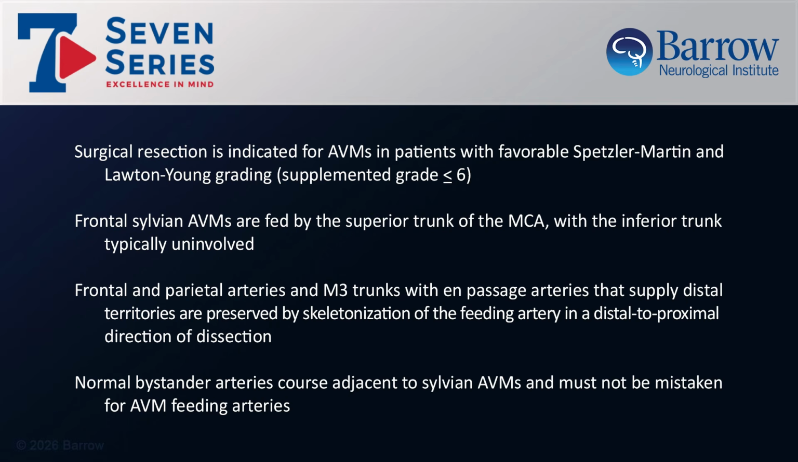Frontal sylvian AVMs are fed by the superior trunk of the MCA, with the inferior trunk typically uninvolved. Frontal and parietal arteries and M3 trunks with en passage arteries that supply distal territories are preserved by skeletonization of the feeding artery in a distal to proximal direction of dissection. Normal bystander arteries course adjacent to sylvian AVMs and must not be mistaken for AVM feeding arteries.